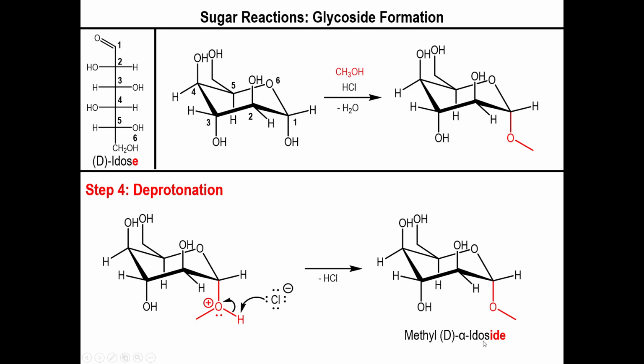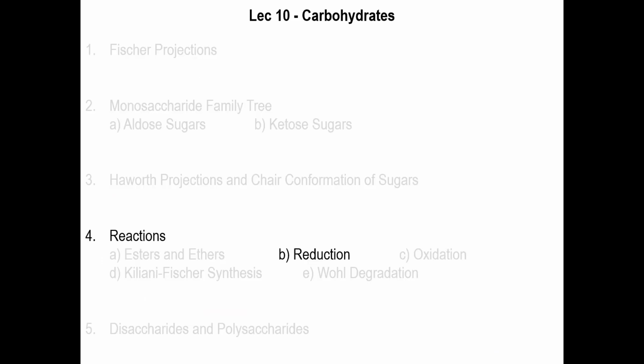Then notice that instead of saying idose, I'm dropping the E ending and replacing it with ide. And that tells me that the hemiacetal hydroxyl has been turned into, basically, a full-on acetal, right? So an ether functionality ultimately. Just keep that in mind because you might need to do that for glucose, right? So glucoside or taloside, etc. Okay, that takes care of the regular alkylations.